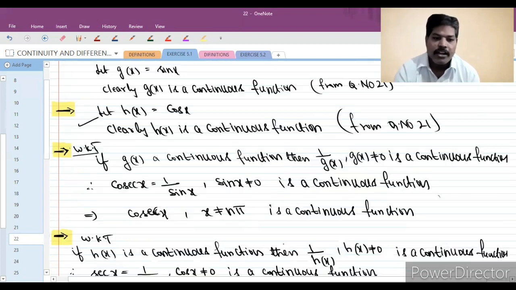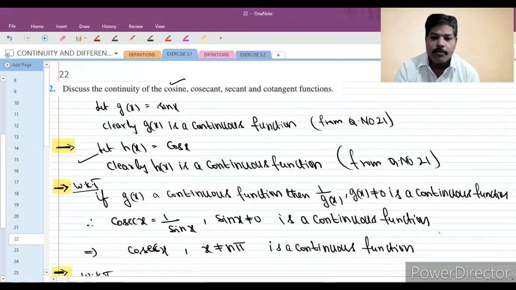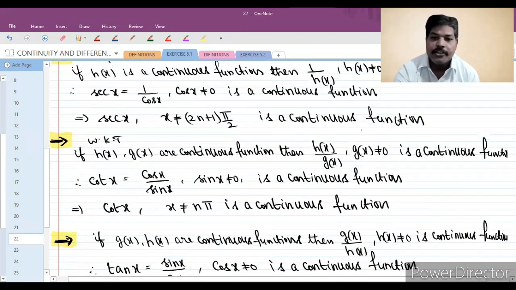Similarly, what is h of x? What is the h, students? h is nothing but the cos. So cos x is the continuous function. Automatically 1 by cos x, cos x not equal to 0, is also continuous. 1 by cos x is the secant x. Automatically secant x, cos x not equal to 0, meaning x not equal to n pi, so in that case it is a continuous function.